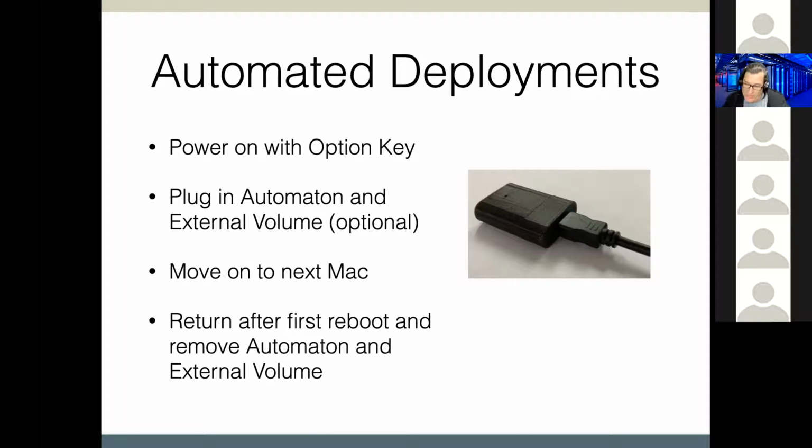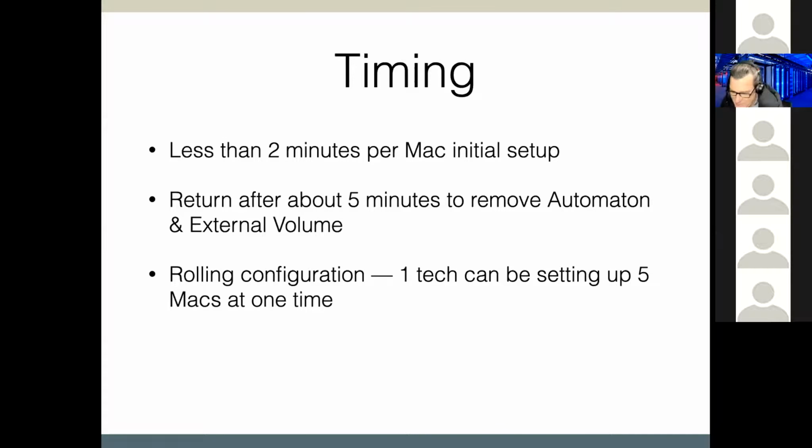So if you walk up to a Mac, plug in the automaton and the thumb drive, hold down the option key, plug the two things in, do the next one, do the next one, do the next one. By the time you get to number 5, you don't have an automaton anymore. You just go to the first one, unplug the two things, and plug into the next one, and keep rolling along. So we did some time testing.